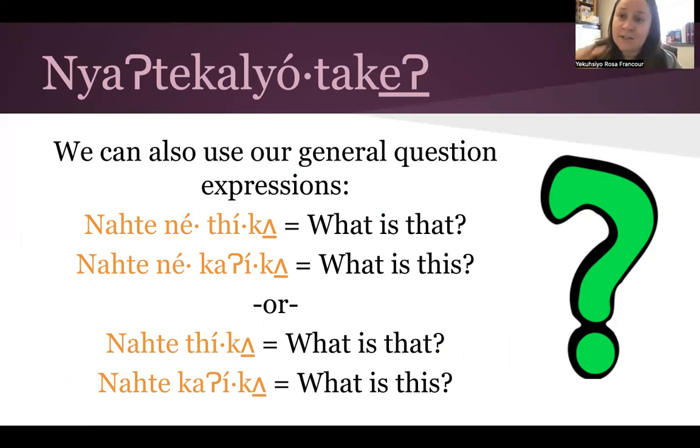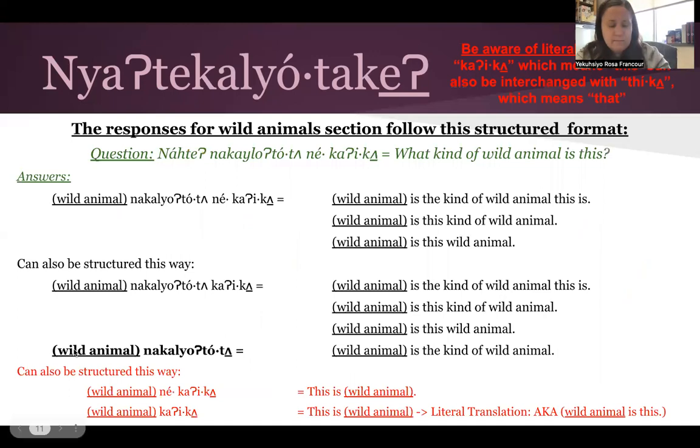Okay, so that whole exchange is in Oneida, but these are real general expressions you can say and use. So again, those were nanti ne tig, nanti nega ig. Not de tig or not de gaig. Okay, let's move on. So I went over the questions. How would we answer that?